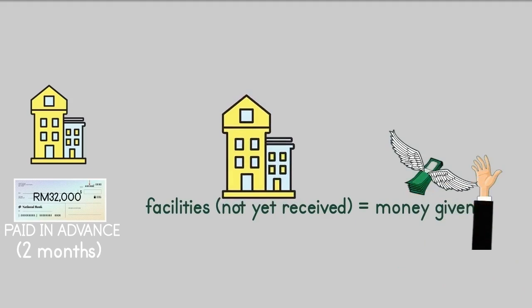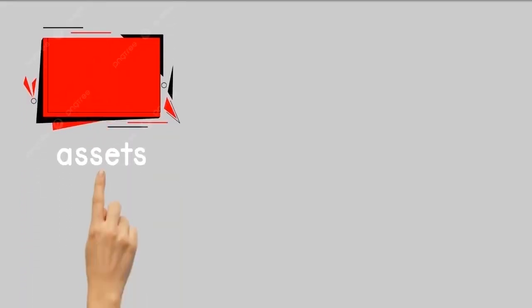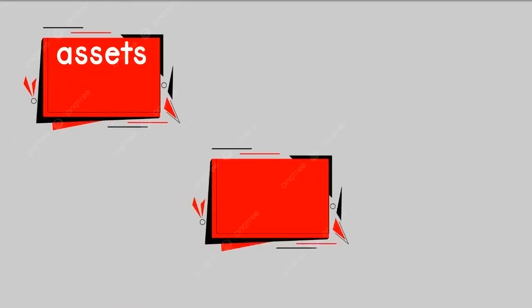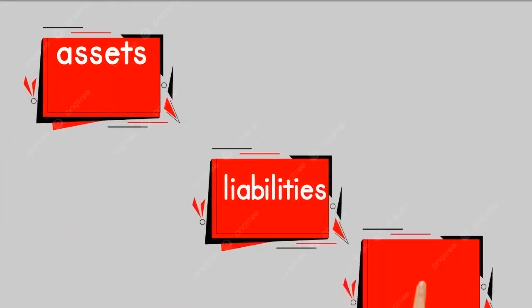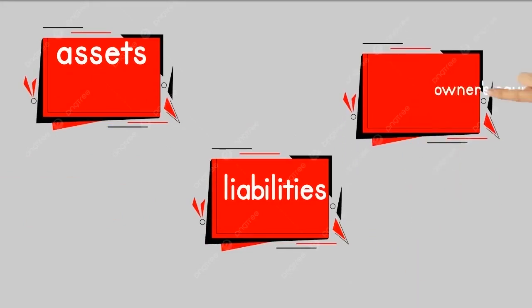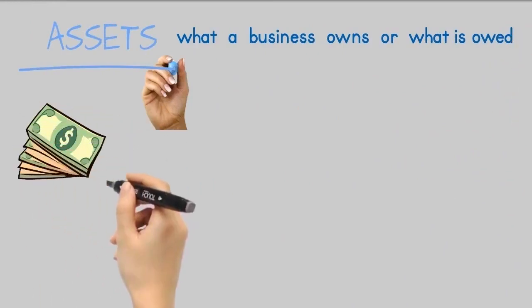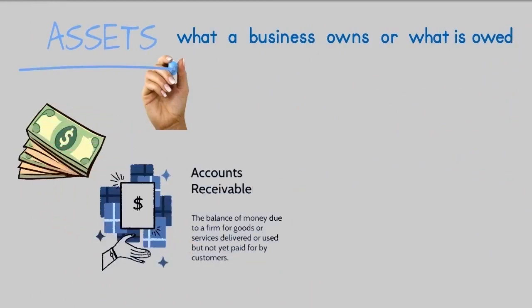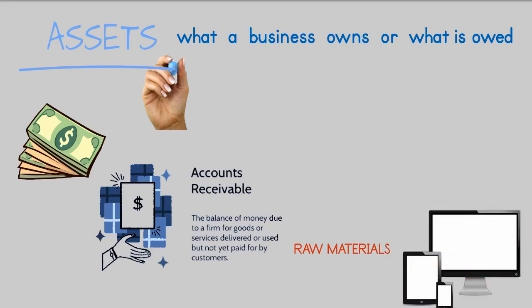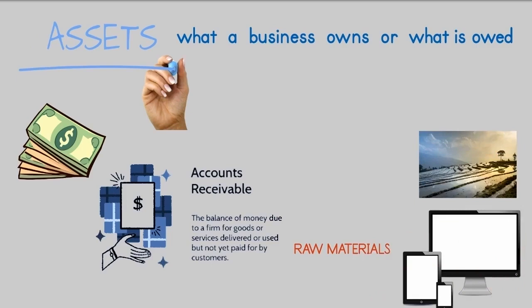The resources of a business refer to its supply of goods, services, information, or expertise that allows the business to operate and grow. In accounting, the resources of a business are classified into three broad categories, namely assets, liabilities, and owner's equity. Assets are what a business owns or what is owed to it. It includes items such as cash, accounts receivable, merchandise to be sold, supplies, equipment, and land. Assets also include intangible items such as patents, franchises, and copyrights.